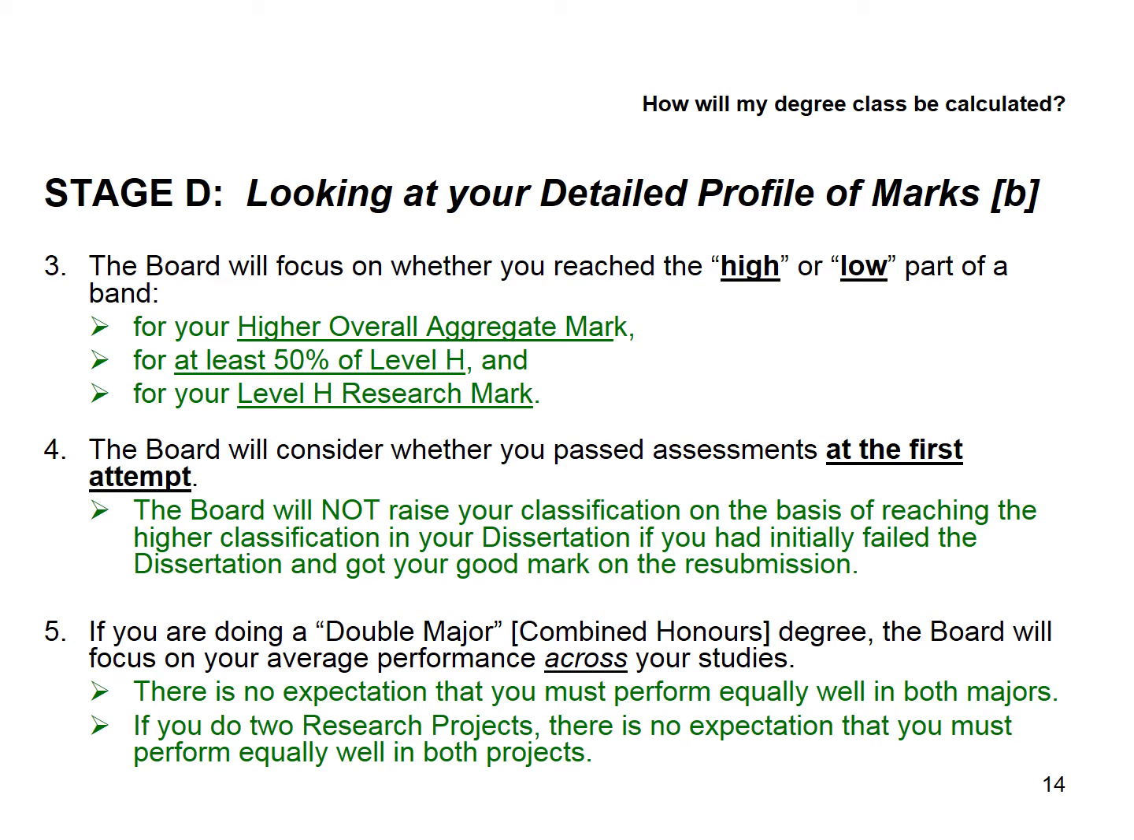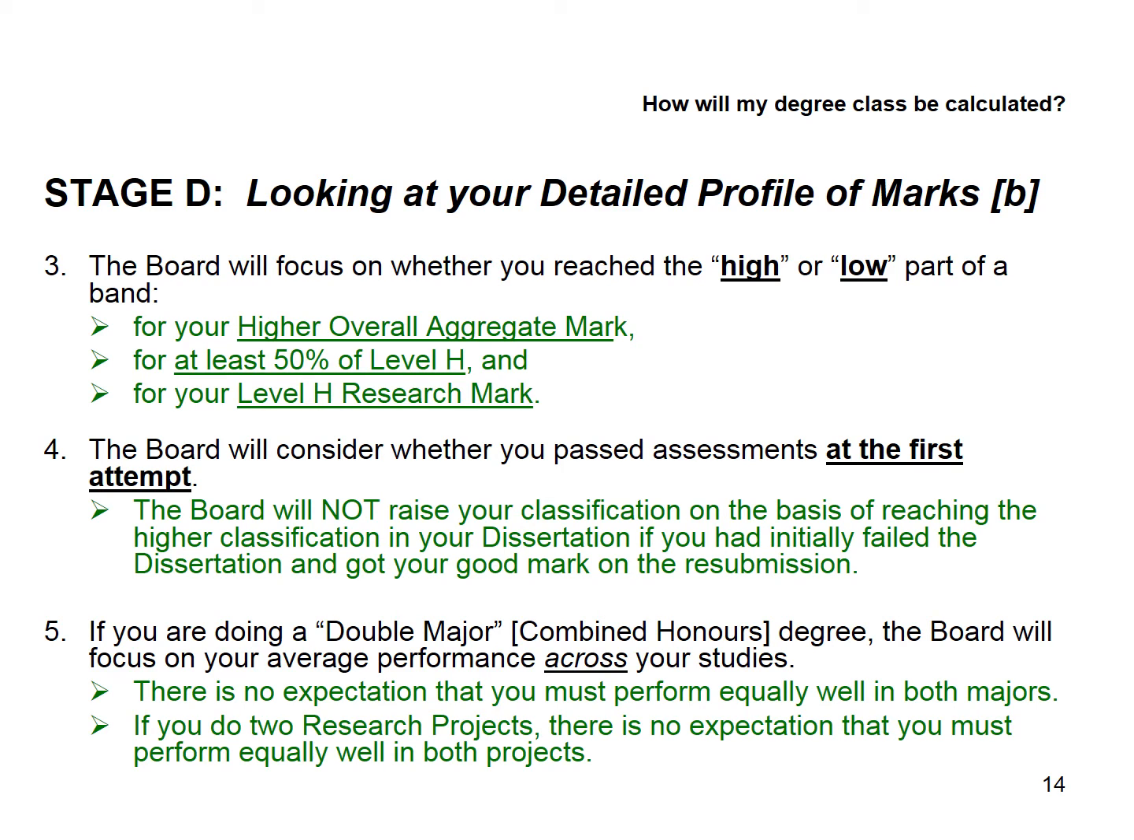Fourthly, the board will consider whether you passed assessments at the first attempt. Please be clear that the board will not adjust your classification on the basis of reaching a higher class in your dissertation, for example, if you had initially failed the dissertation and your good mark came from the resubmission. So we are looking at the marks you obtained at the first attempt.